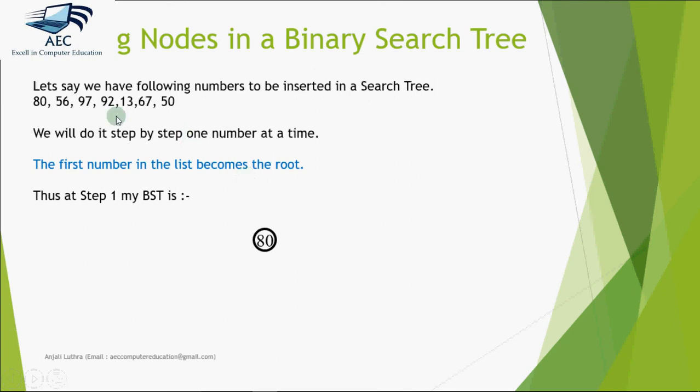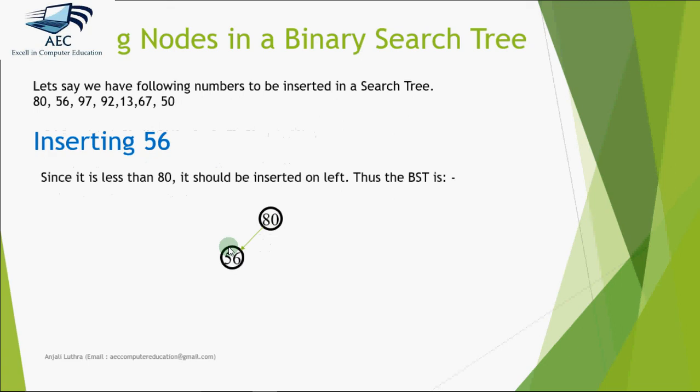Let's say we have these numbers given and I have to insert them in a binary search tree. The first number which we have becomes the root. So we'll go step by step. Let's pick up the first number, 80. That becomes my root, because when you have the first number, there is nothing to compare it with. So we take the first number as the root. Now the next number we have to insert is 56. I'll check whether 56 is greater or less than 80. It is less than 80, so it should be inserted on the left of 80. So it gets inserted on the left.